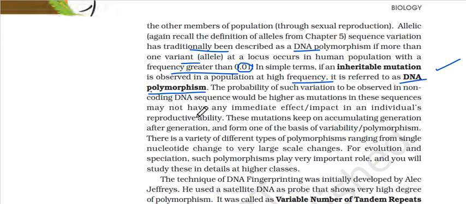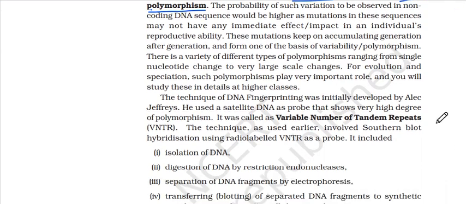Simple. The probability of such variation being observed in non-coding DNA sequence would be higher, as mutations in these sequences may not have any immediate effect or impact on an individual's reproductive ability. ठीक है, जो non-coding DNA sequence होगा वो उनमें ज़्यादा म्यूटेशंस हो सकते हैं, उनका कोई इफेक्ट नहीं होता है हमारी एबिलिटीज़ पे. These mutations keep on accumulating generation after generation and form one of the bases of variability or polymorphism. There's a variety of different types of polymorphisms ranging from single nucleotide change to very large scale changes.